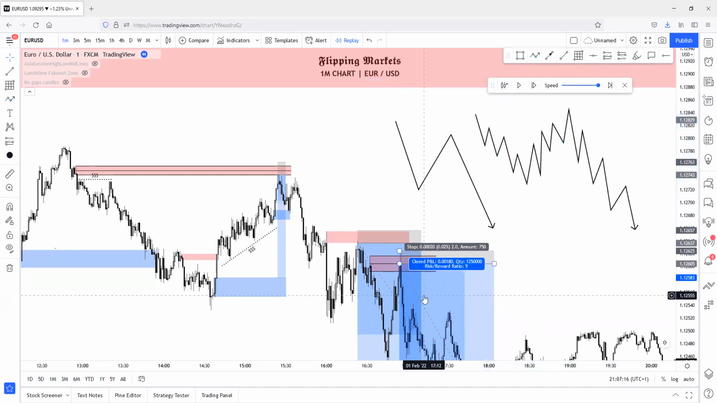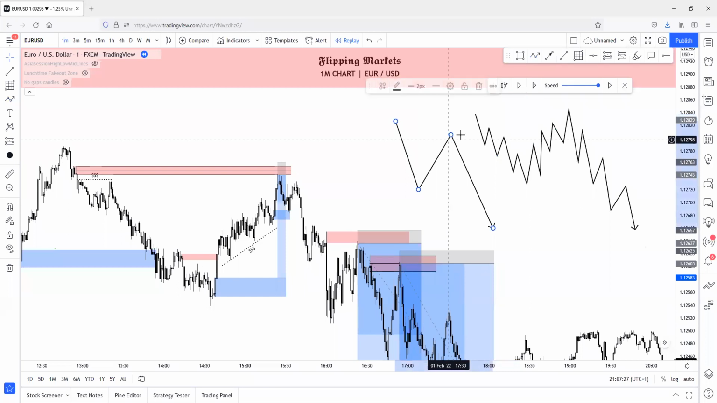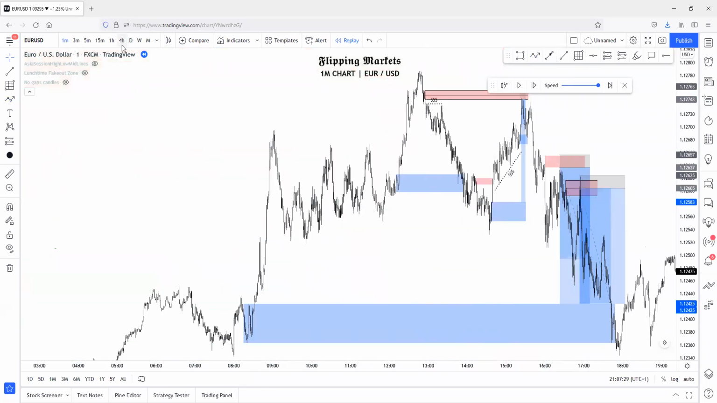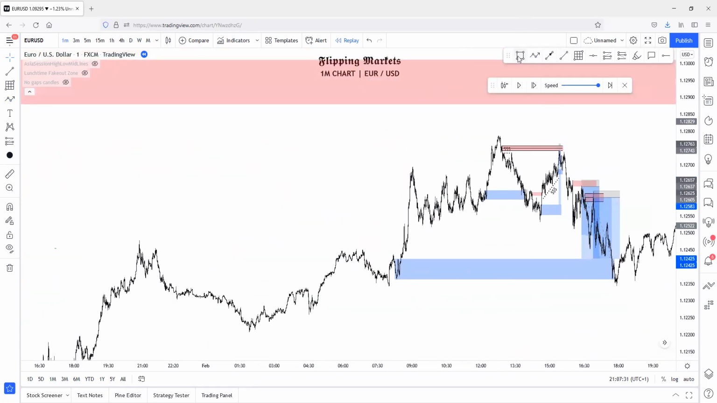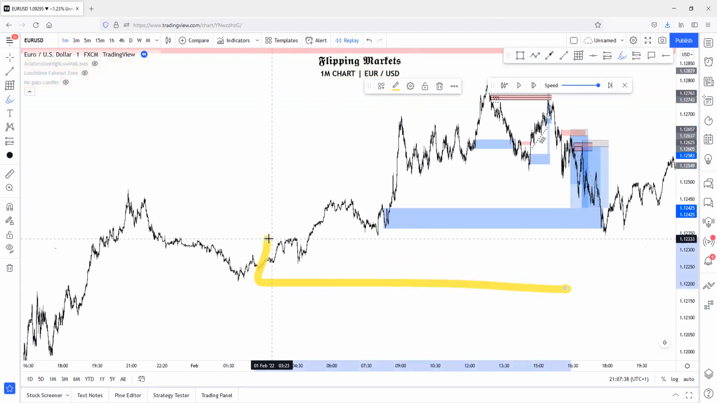Yeah, I'm with you. The only thing I'm saying is that with the change of structure on the 15-minute, it didn't tap into a 4-hour zone. But even though it didn't tap into the 4-hour zone, it was still valid. Of course it was. This was just a clear 15-minute zone. It doesn't have to be a 4-hour zone. Maybe the 4-hour zone was just below this.